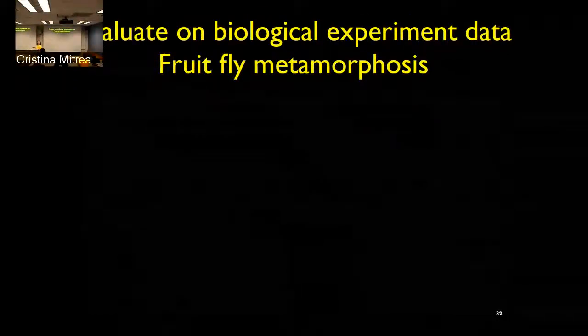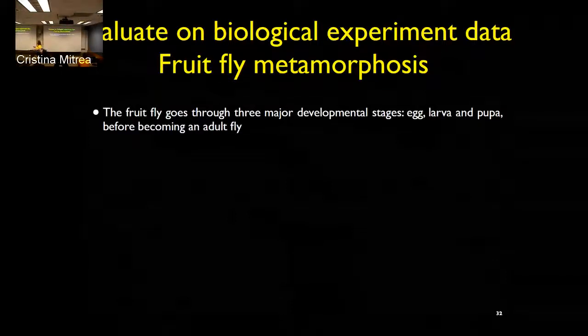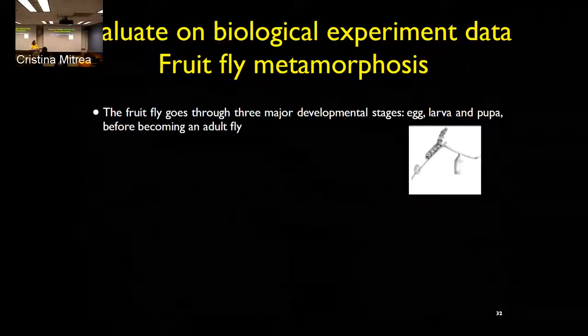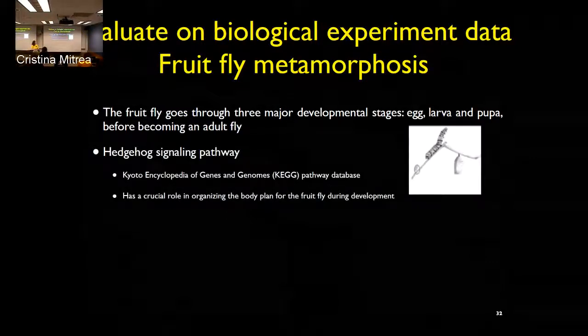We did this for real data too. So that was a case of simulation data, and we have more cases. I'll show a summary of the results. So we used biological experiment data for fruit fly metamorphosis. The fruit fly goes through 3 major developmental stages: egg, larva, and pupa before becoming an adult fly. And that's a depiction of it.